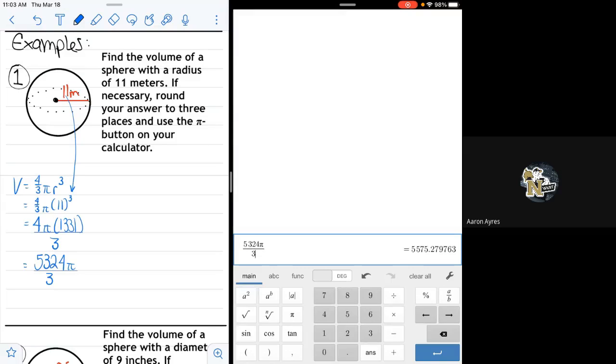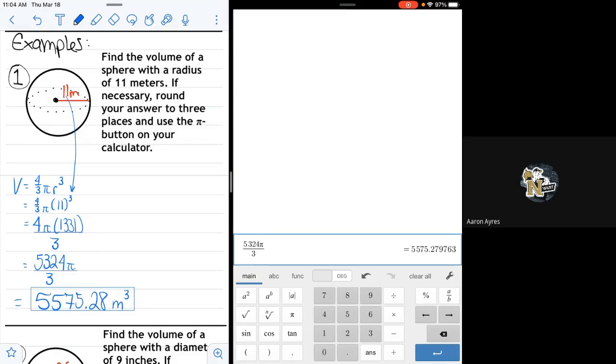Okay, so this becomes 5575.28. Oh, excuse me, meters cubed. And that's how you find the volume of a sphere. I can't make it any harder except I give you a diameter. Okay, that's all. Any questions, anybody? All right, excellent.